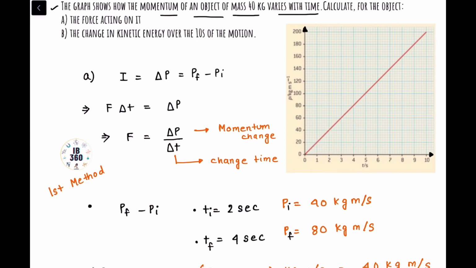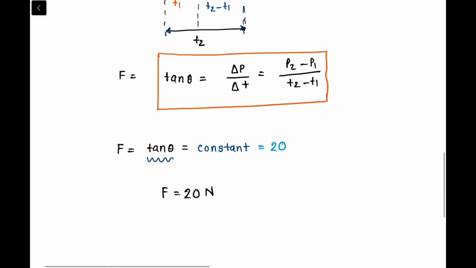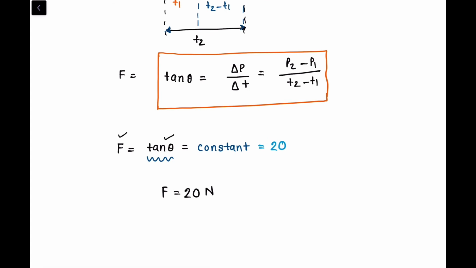If you take any 2 points, suppose I'm taking this point and this point, right? So what is the angle? Theta. Take any other 2 points, this point and this point, right? What is the angle? Theta. So that means the slope of the graph is not changing. That means tan theta will remain constant, right? So that means the force will remain constant. So this will be a constant force of magnitude 20 Newton.